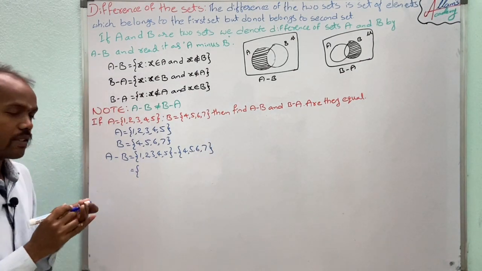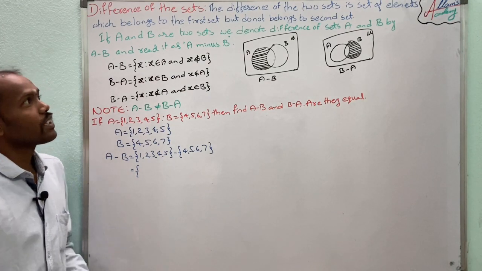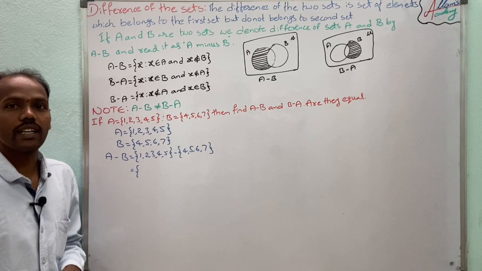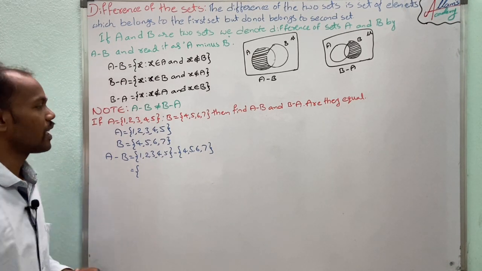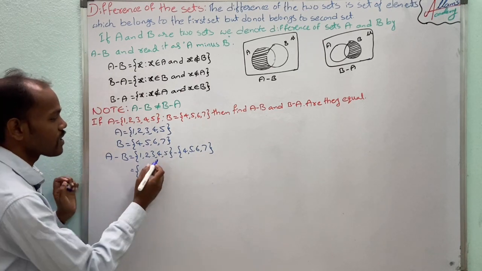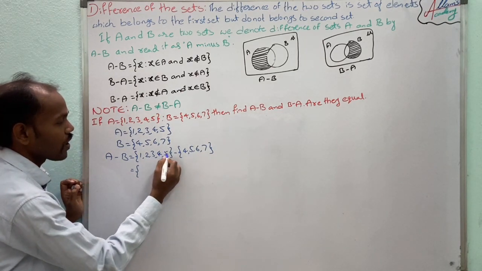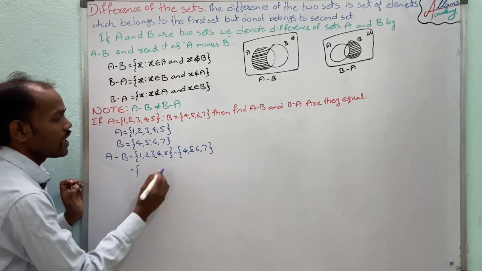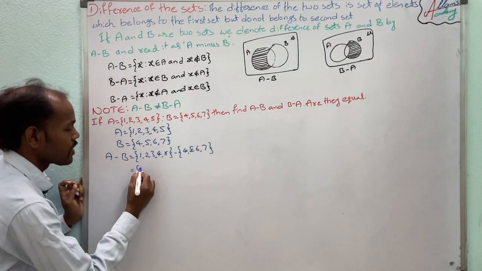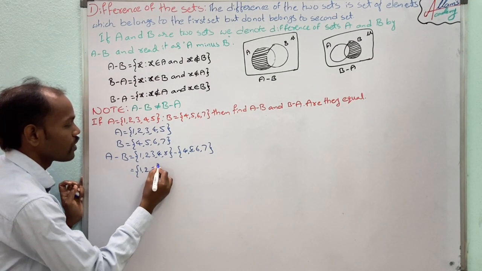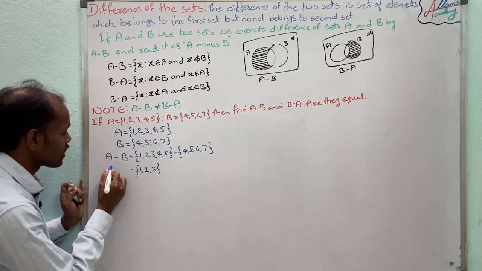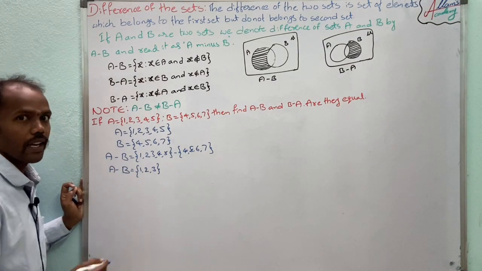So the difference of sets means, as we said, the common elements we will neglect, and in the first set, the remaining elements will be taken. Now we observe what the common elements in the two sets are. 4 and 5 are the common elements. If we neglect those, in the first set the remaining elements are 1 2 3. So it is the answer for the set A minus B.